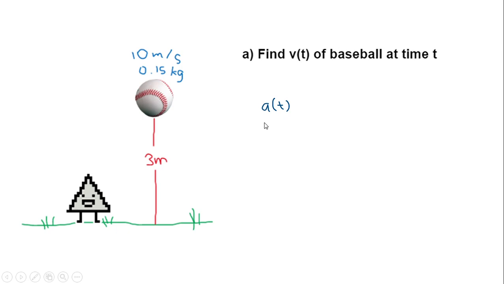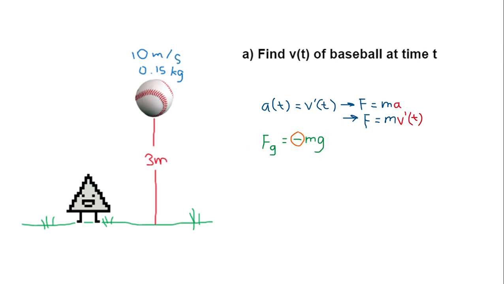Now first you have to consider this. This is the acceleration of the baseball, which is the rate of change of velocity, as acceleration is dv over dt. Now using Newton's second law, we can get F equals ma, force equals mass times acceleration. And replacing the value of acceleration, we get force equals mass times the derivative of v.